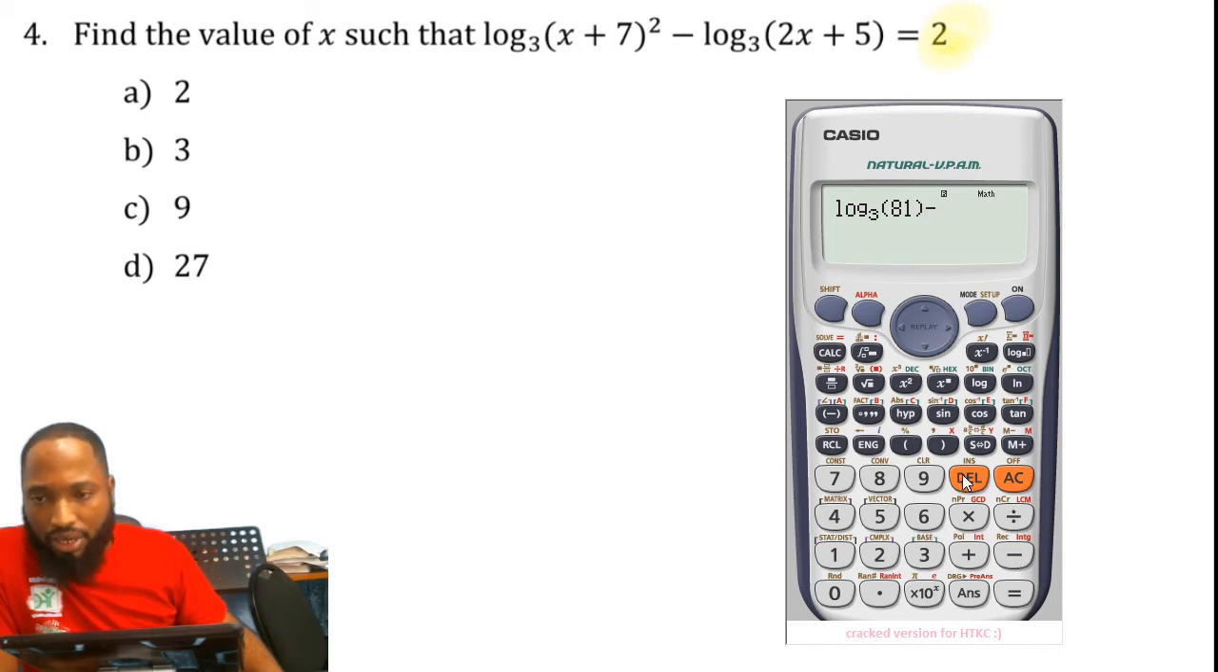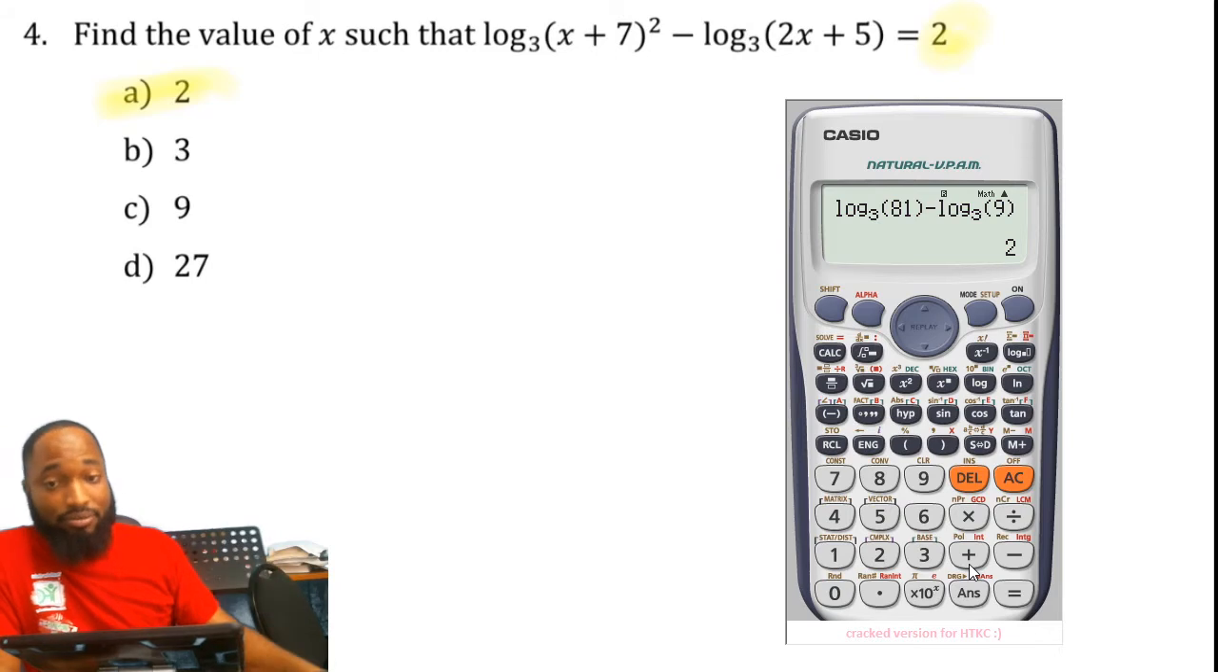Take away the same log. You all understand why I'm going to unhack the question. 2x, 2 by 2 is 4 plus 9. So this is our next 9. That is 2. 2 is the answer. A.